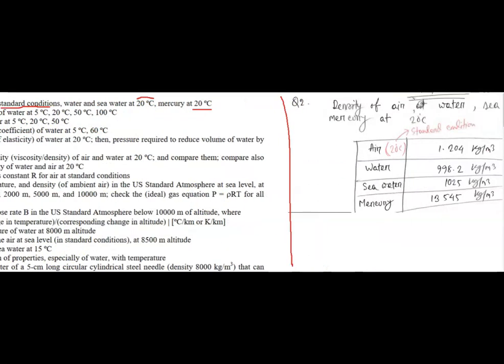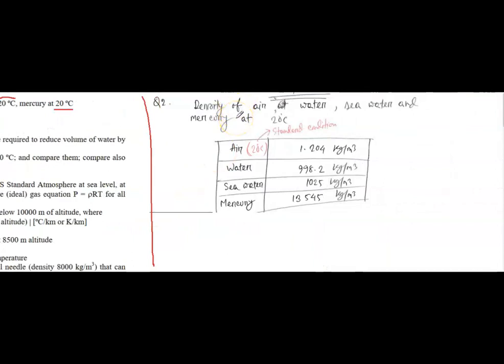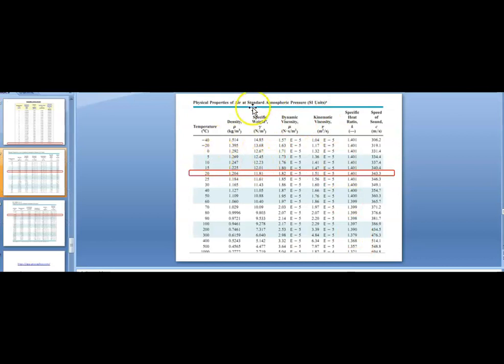So let's solve this question. I want to save time and I don't want to increase the video length. So the density of air, water, seawater, and mercury at 20 degrees centigrade. I just wrote here that air standard condition is 20 degrees centigrade. How will you get it? This is the table for air at standard atmospheric pressure at 20 degrees centigrade. The density is 1.204. If the question were at 15 degrees centigrade, it should be 1.225.